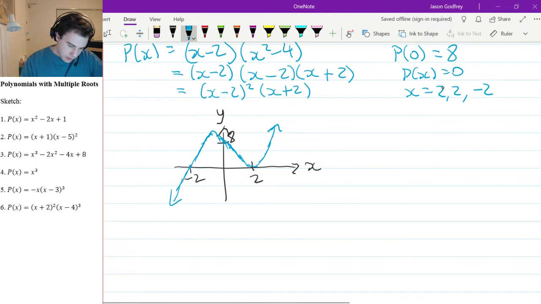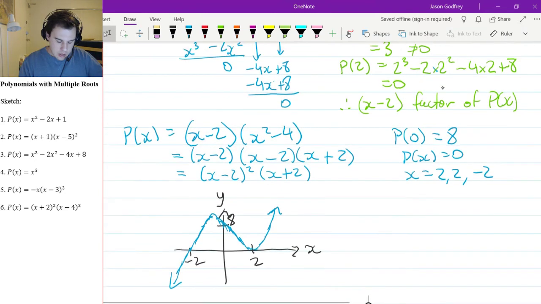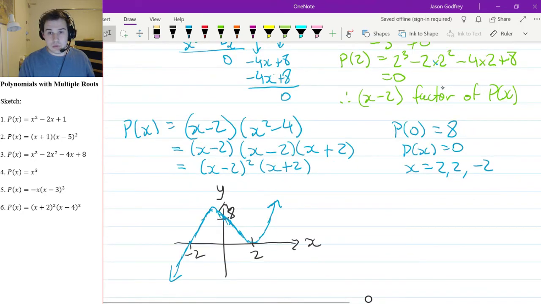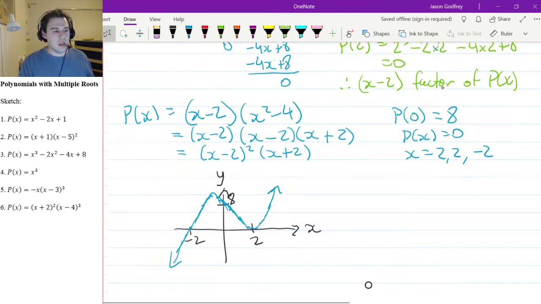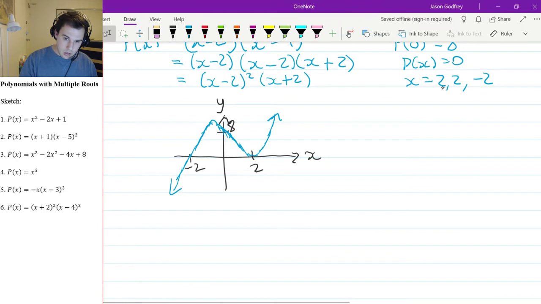Alright, so all three of those questions had one of the factors squared, right? And when it's an even power, like squared, the multiple root is going to bounce off. So in the next few questions, there's going to be a different kind of behavior when it's an odd power. So for question 4.